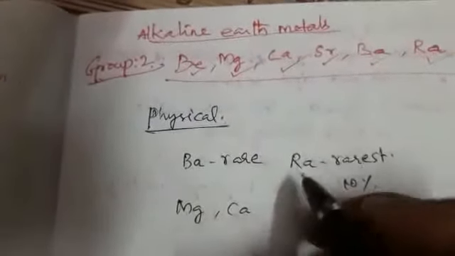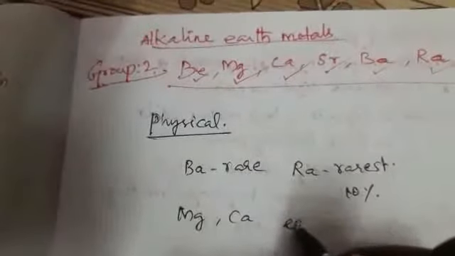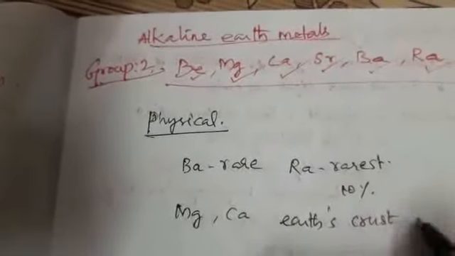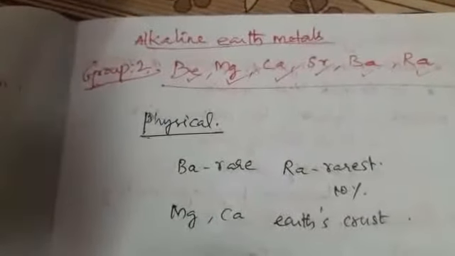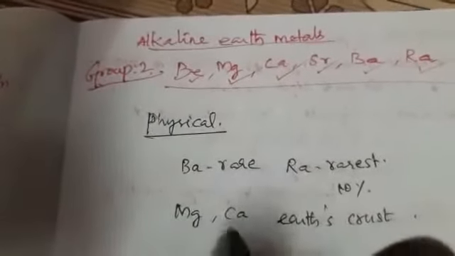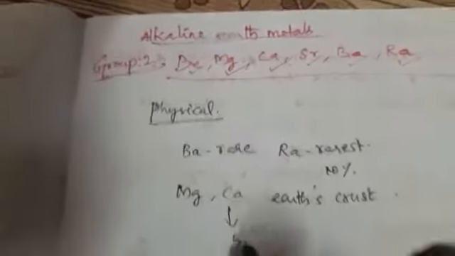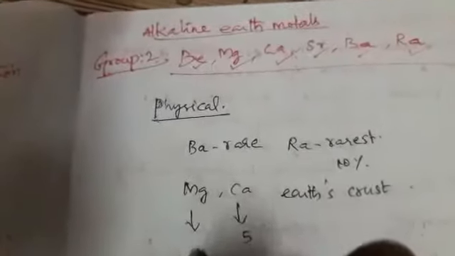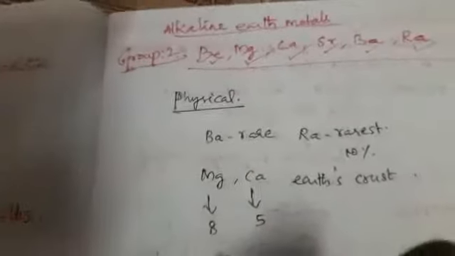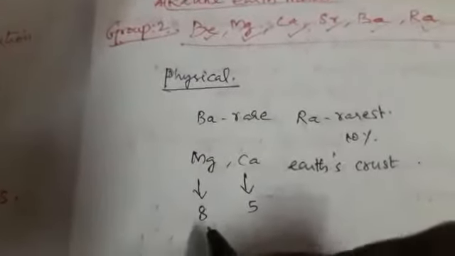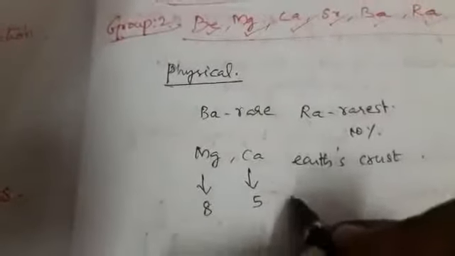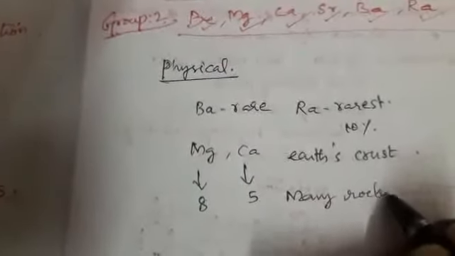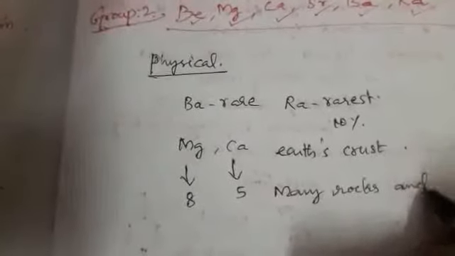Magnesium and calcium are very common in the earth's crust. Calcium is the fifth most abundant element in the world. Magnesium is in eighth place. Magnesium and calcium are obtained from many rocks and minerals.